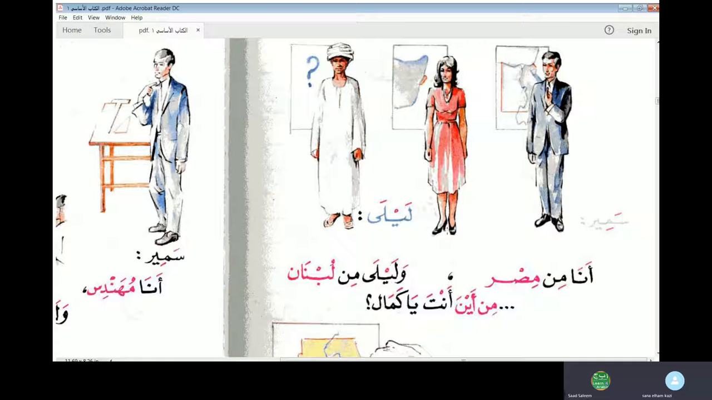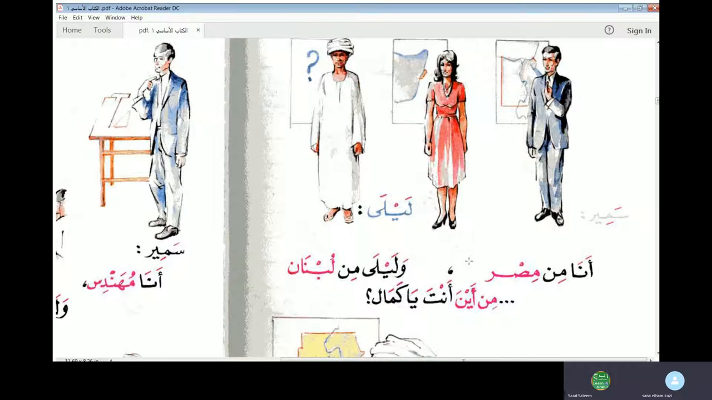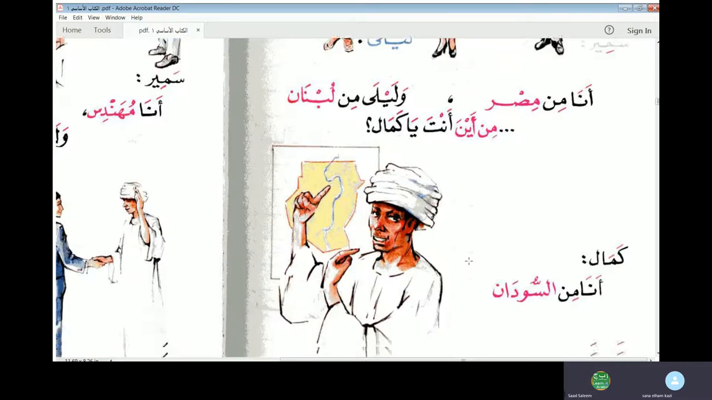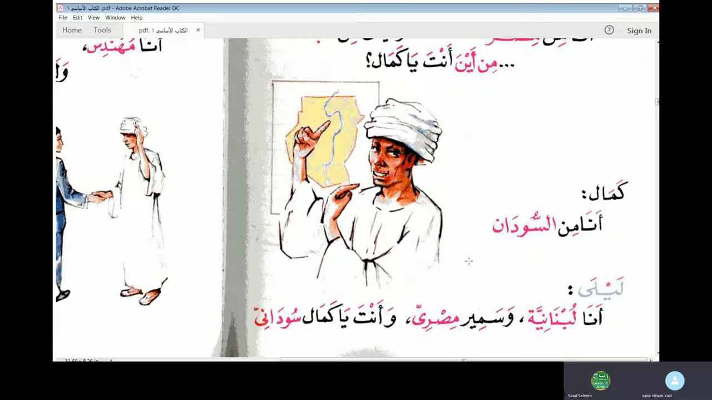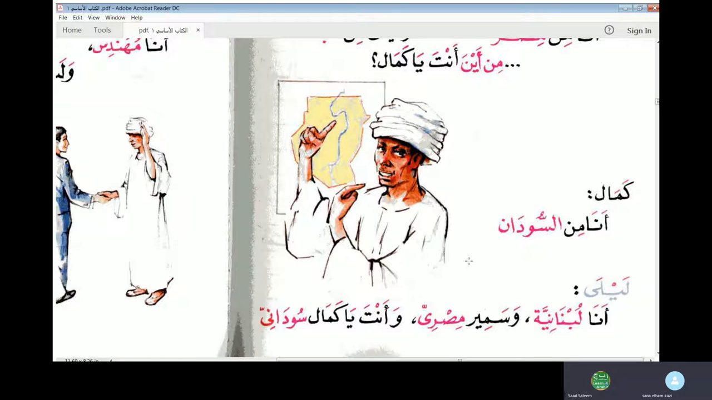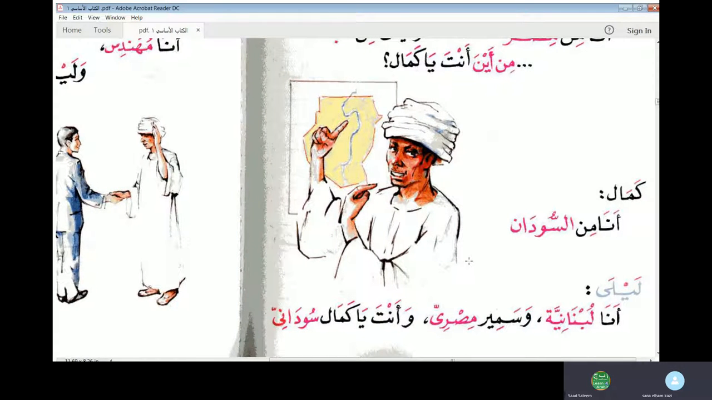Ana min Misr, wa Layla min Lubnan. Min ayna anta ya Kamal? I am from Misr and Layla is from Lebanon. Where are you from, oh Kamal? Ana min as-Sudan. I am from Sudan. Layla: Ana Lubnaniyya, wa Samir Misri, wa anta ya Kamal Sudani. I am Lebanese, and Samir is Egyptian, and you are Sudani, O Kamal.